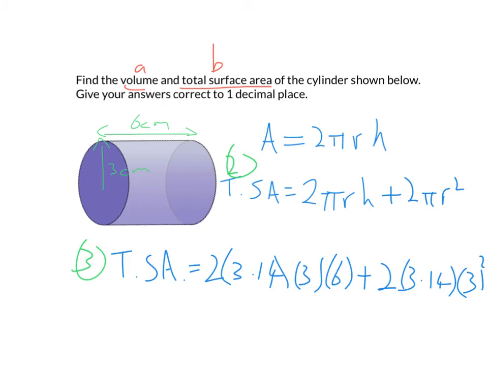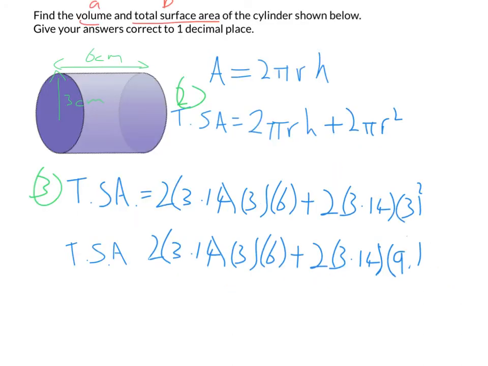In this case, BIDMAS again tells us to do the indices first. So we're going to simplify 3 squared and leave the rest of the line as it is. This shows us again that 3 squared is equal to 9. BIDMAS now tells us that multiplication comes next. So we're going to multiply this grouping of terms on the left hand side and this grouping of terms on the right hand side. Let's see what we get.